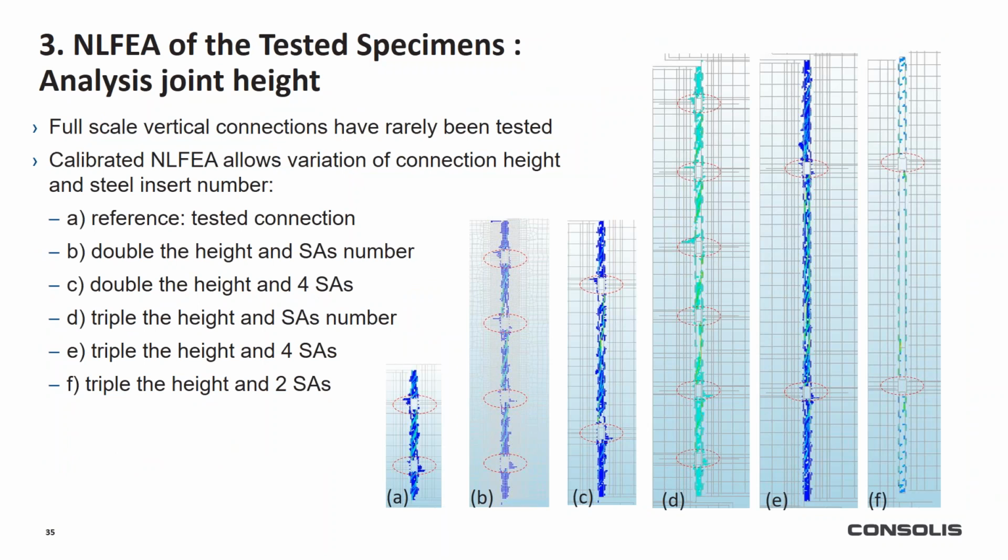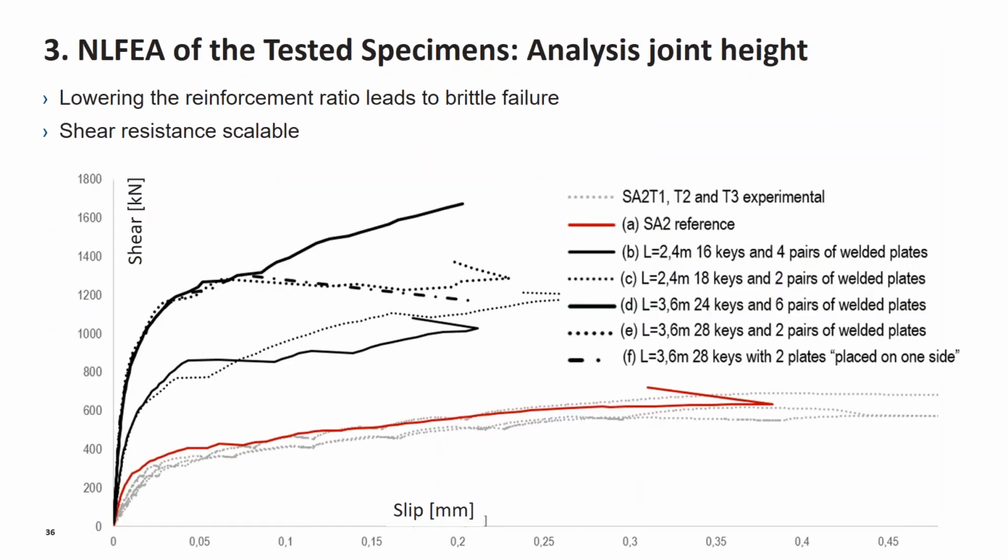After many parameter studies, I chose to present the most interesting one. This is the parametric study of the joint height and the steel insert number. We can observe here the results. The joint height is scalable, and we can assess how the reinforcement ratio affects the behavior.